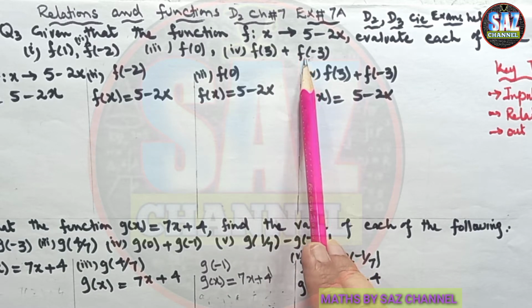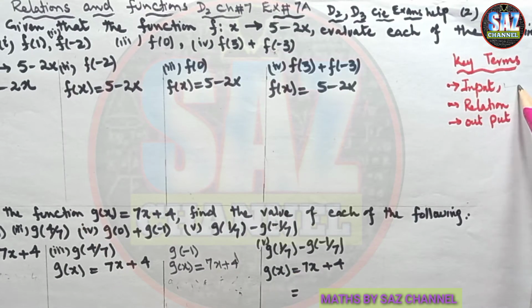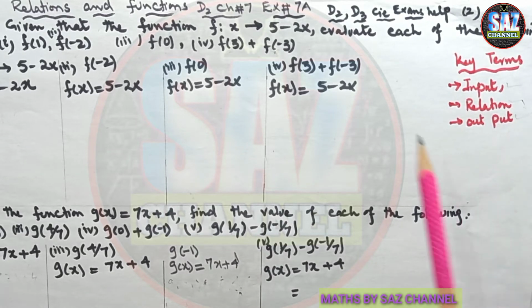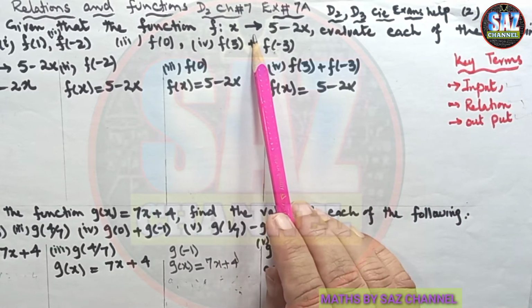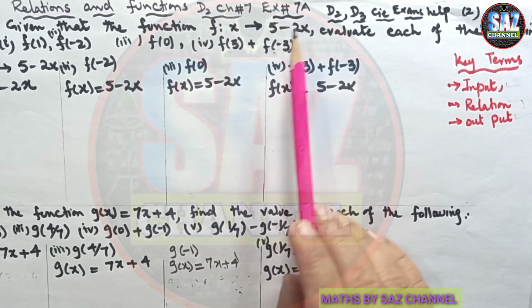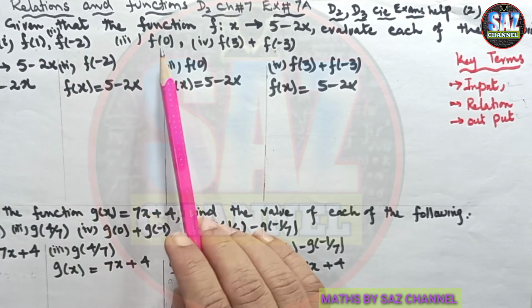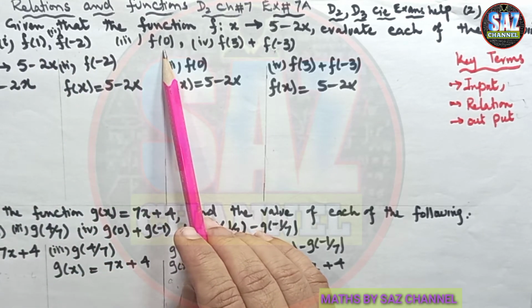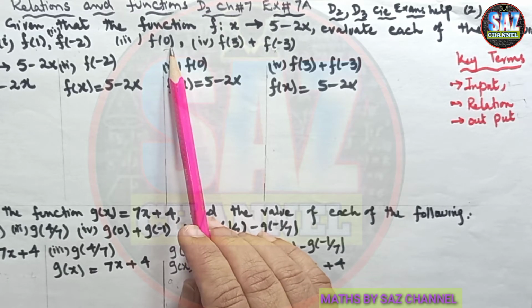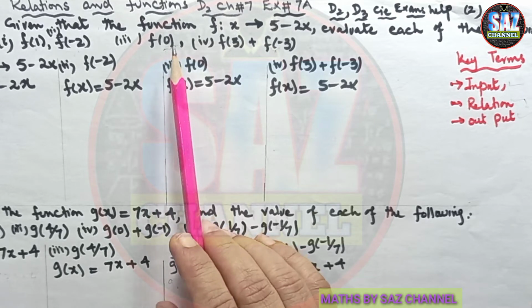Before going to the lesson, there are some key terms that we have to understand: what is the input, what is output, and what is the relation. If we look at the question, we can see that the relation or function of this question is f of x equals 5 minus 2x, and inputs are either f of 1 or f of minus 2 or f of 0. These are the inputs, and whatever answer we will be getting, that will be the output. Let's move to the solution of the question.